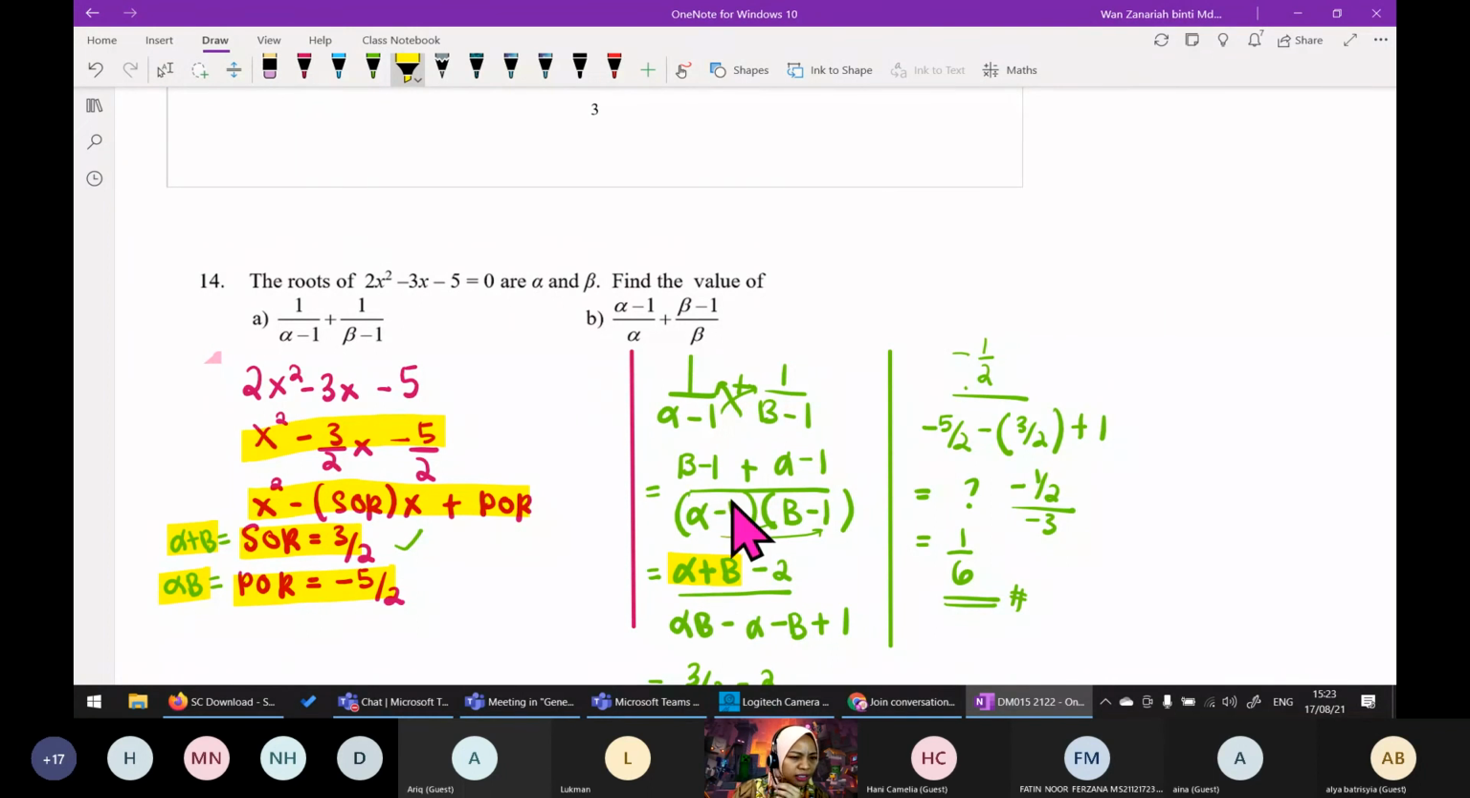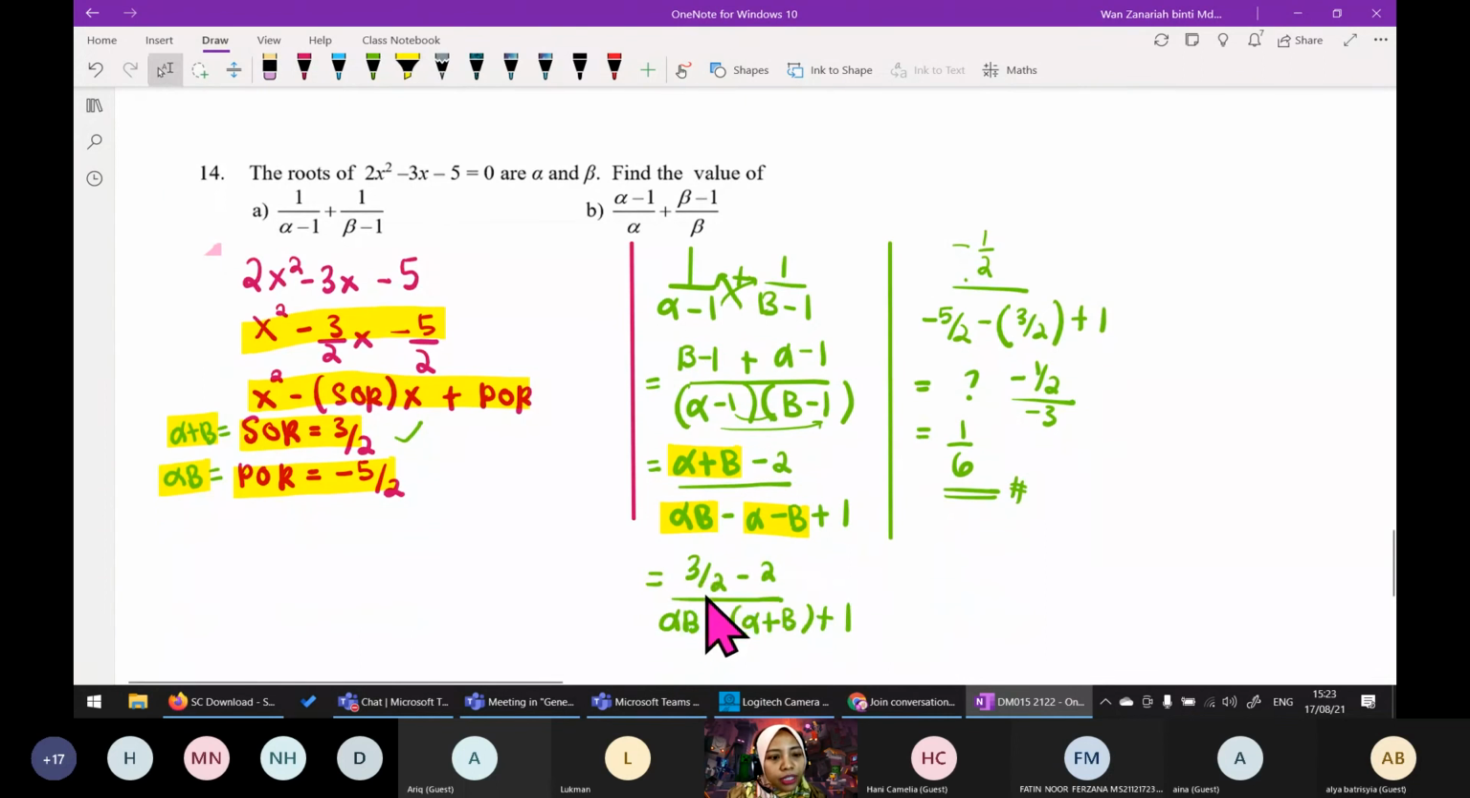Like in this case, kalau you biar je macam ni, tak nampak. You mesti collect all the unknown, alpha plus beta. Okay, you substitute 3 over 2. And then alpha beta, negative 5 over 2. And then kalau you biar sahaja macam ni, alpha minus beta tak ada. Ini alpha plus beta. So you have to rearrange. Apa yang cikgu buat adalah I factor out, supaya I get alpha plus beta. Therefore, I can substitute the values of 3 over 2.